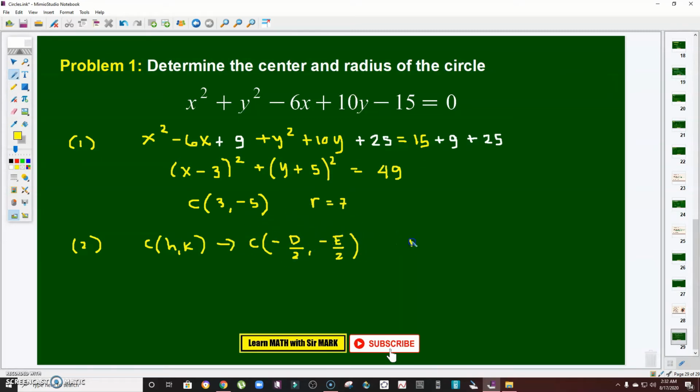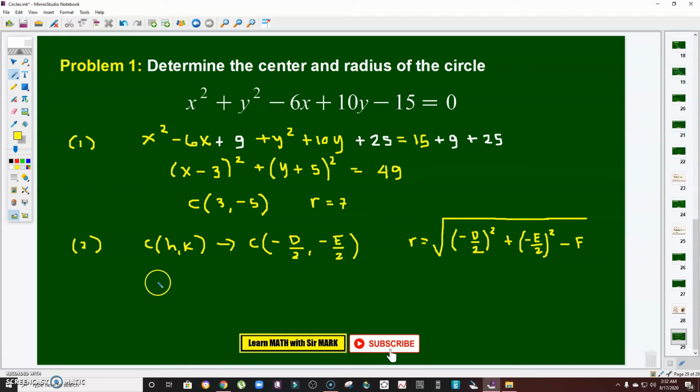Now, how about the radius? The formula in getting the radius is the square root of the abscissa of the center, which is negative d over 2, squared, plus the ordinate, negative e over 2, squared, minus f. So this is the formula in getting the radius. Let's do that.